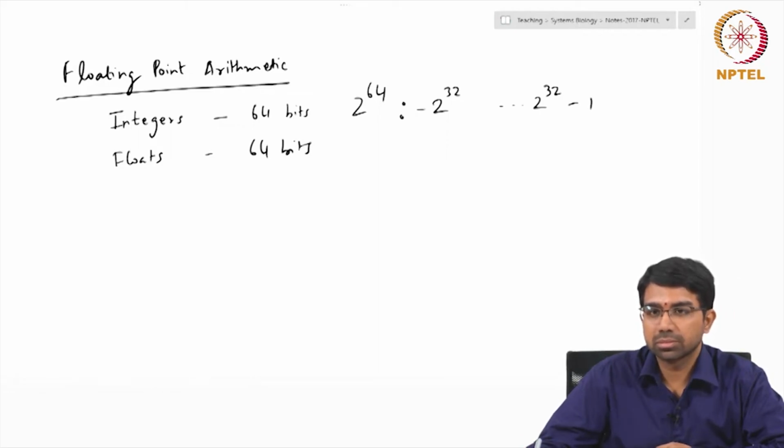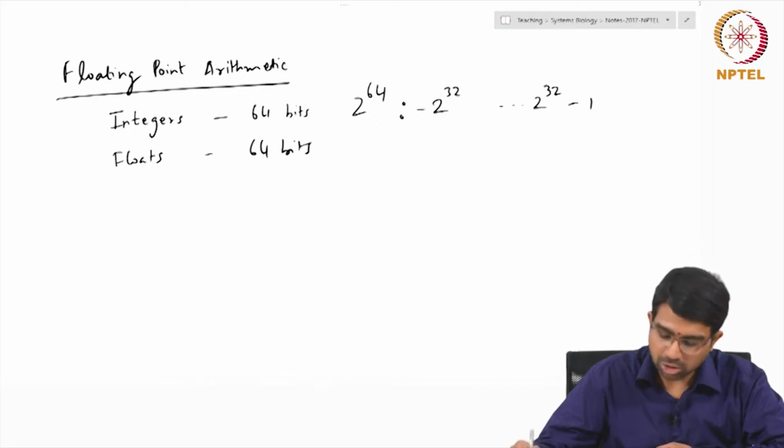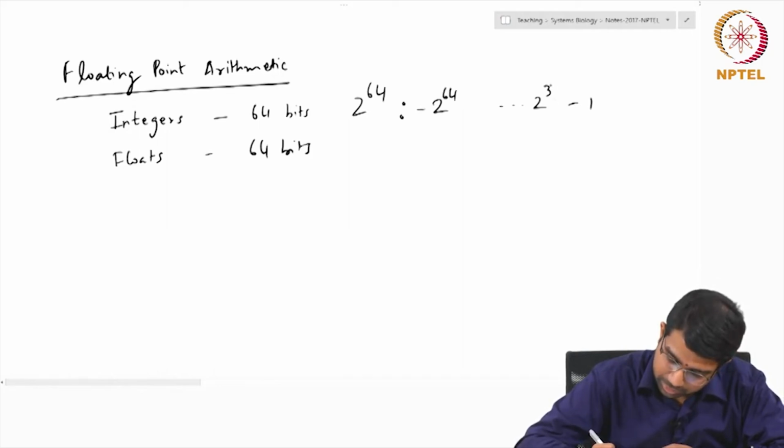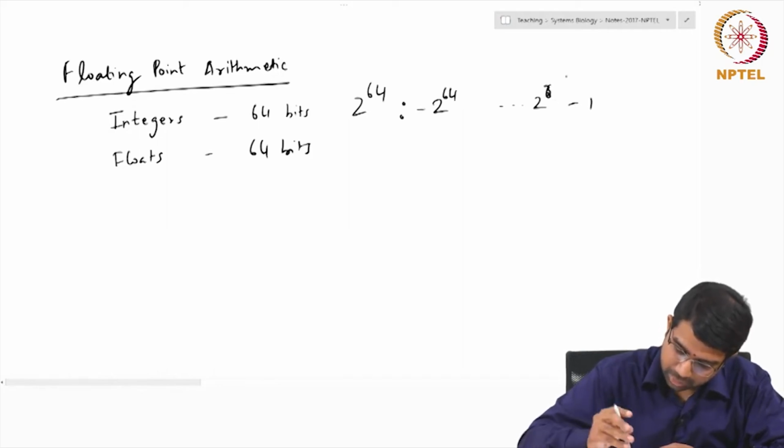So, on the left side, the negative line has 2 power 32 integers, and the positive line has 2 power 32 integers. If you add these, 2 into 2 power 32 is not 2 power 64, it is 2 power 33. I think it will be minus 2 power 63 to 2 power 63, yeah.